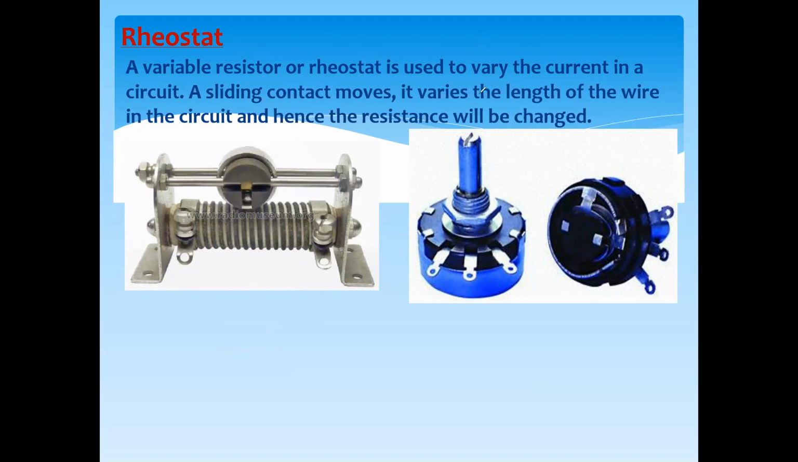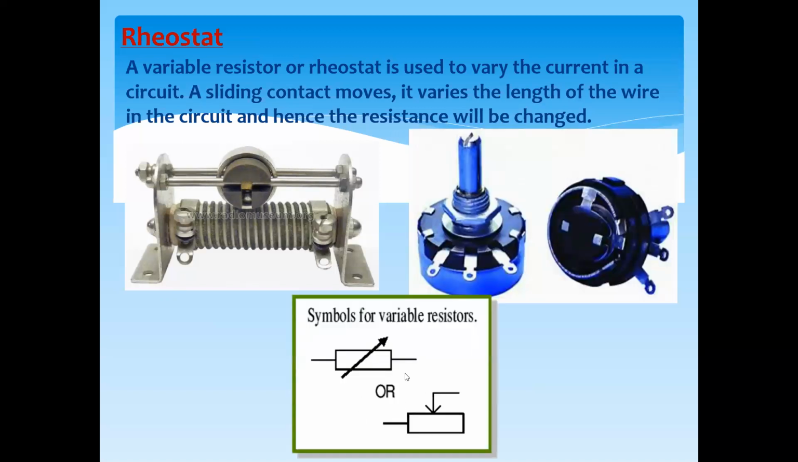If our main purpose is to change the current, we call the variable resistor a rheostat. If our main purpose is to divide the voltage, we call it a potential divider. So a variable resistor can be used as a rheostat, and it can be used as a potential divider. Here it is about the rheostat, in which the main focus is to change the current. These are the circuit symbols for a variable resistor.